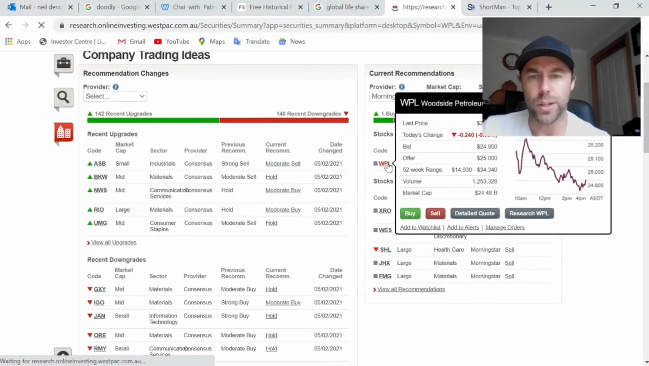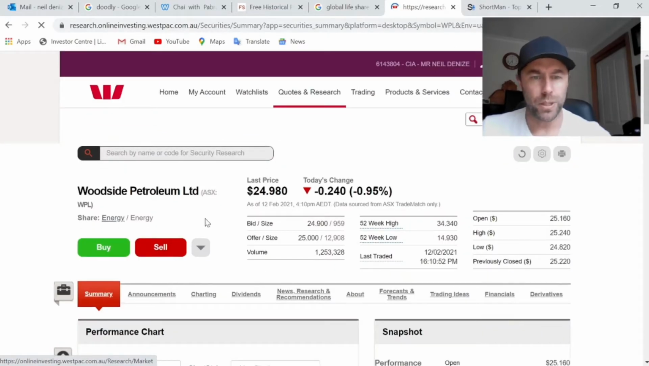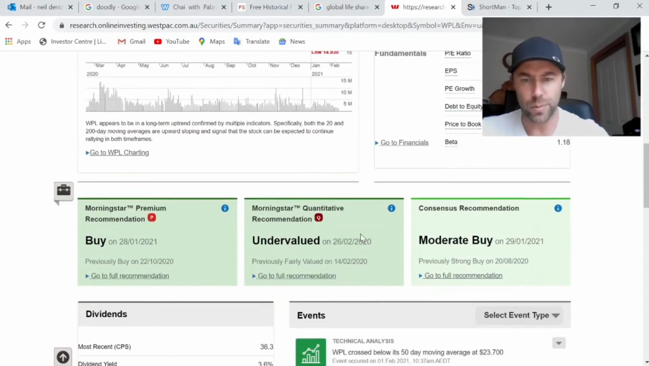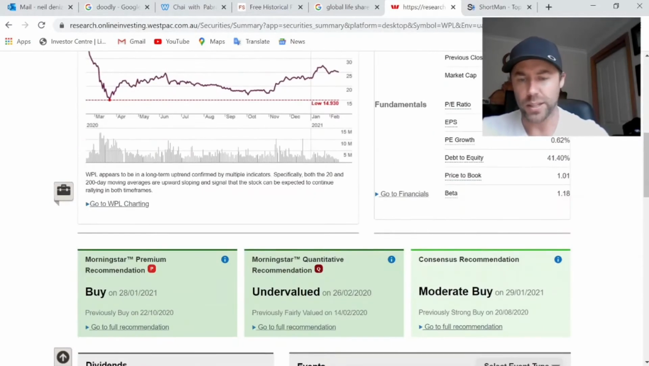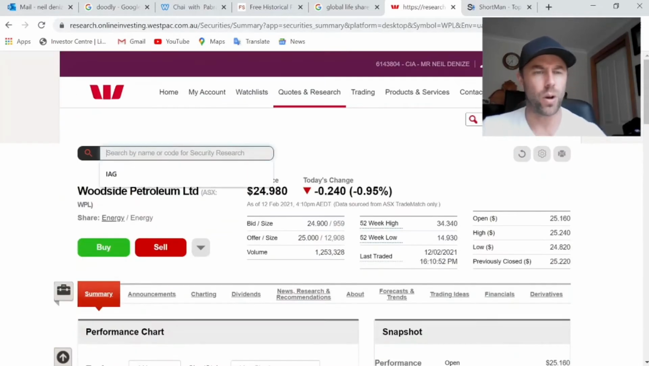So we're going to click on WPL, which is Woodside Petroleum, which brings me into this tab. And then you can go down and have a check out WPL if you wanted to. Currently they're saying it's a moderate buy, but like I said, do some research around this. It was previously a strong buy on the 20th of the 8th, 2020, and they've knocked that back to a moderate buy, which is still quite a high rating. But don't just take that as gospel and go out and buy 100 grand's worth of Woodside.